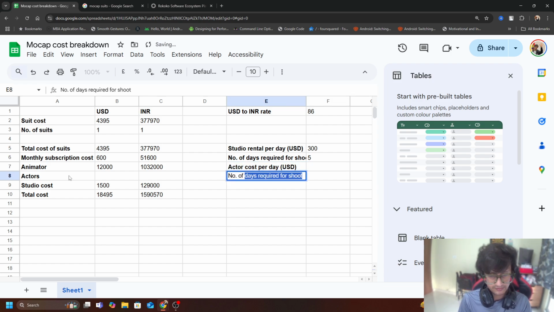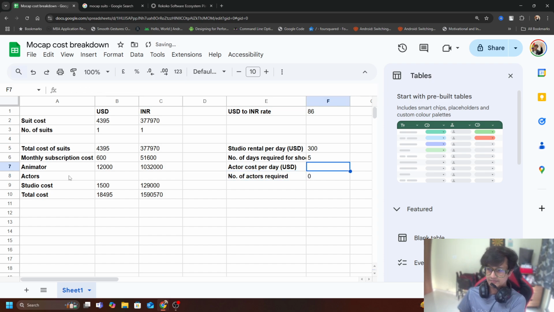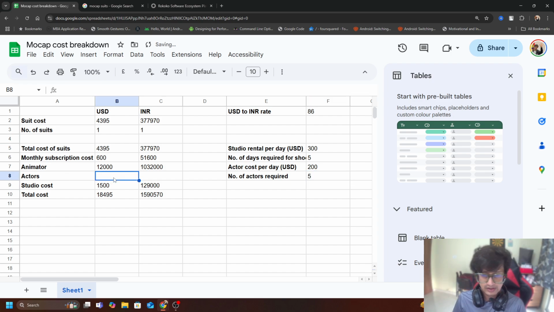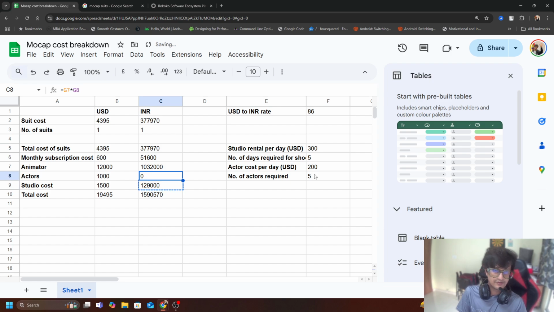and number of actors required. Now again, this will change based on your studio requirements and actor requirements, but we will assume on the lowest of the low side. Maybe you're paying an actor $200 a day, and again you will require them for 5 days, correct? So again, multiply this by this, which is about $1,000. And if you see that formula, then that will be about 86,000 rupees for five actors.